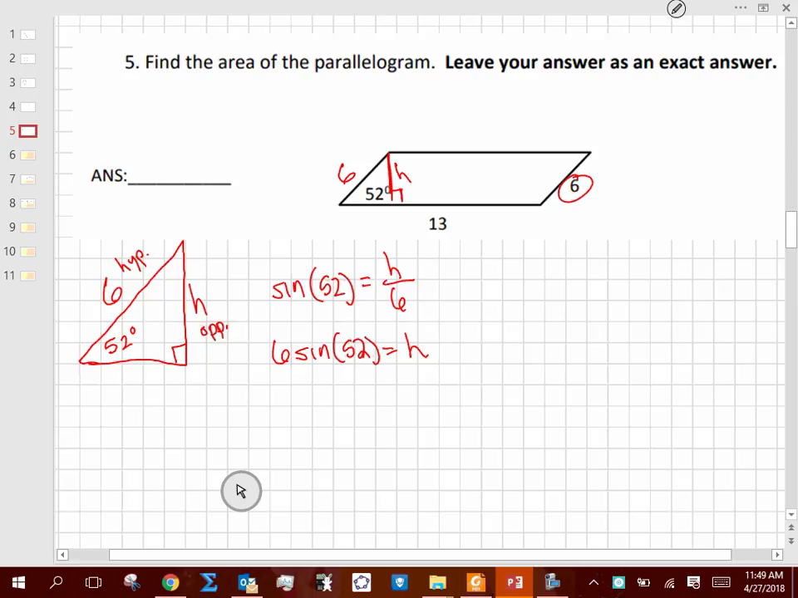What is the area formula for a parallelogram? Base times height. Okay? So I'm going to take base. What's my base in this case? 13. I'll multiply it by H instead of height, but we should say altitude, right? Multiply my base times my altitude. So my base is 13. My altitude is 6 sine of 52.